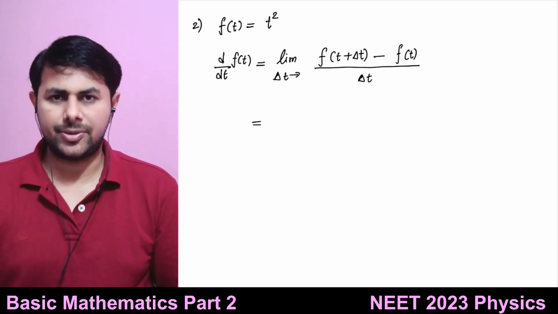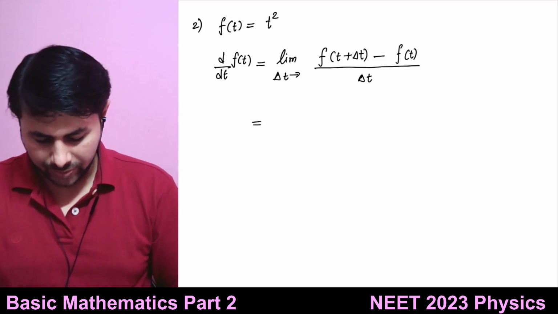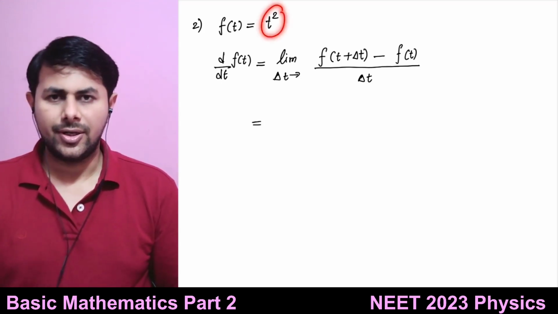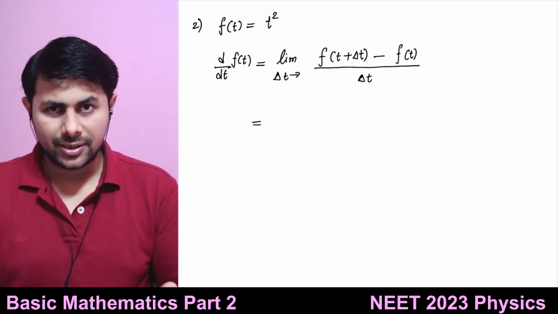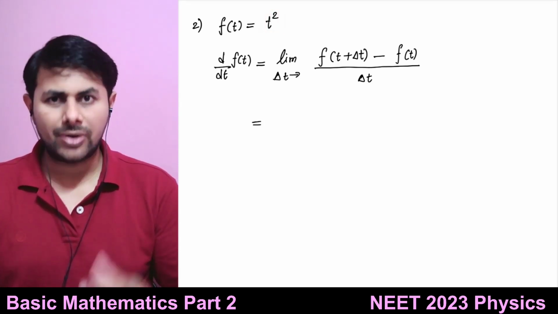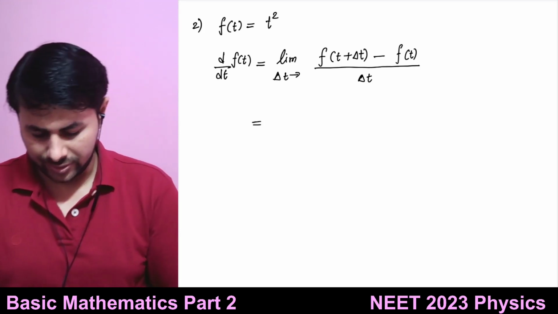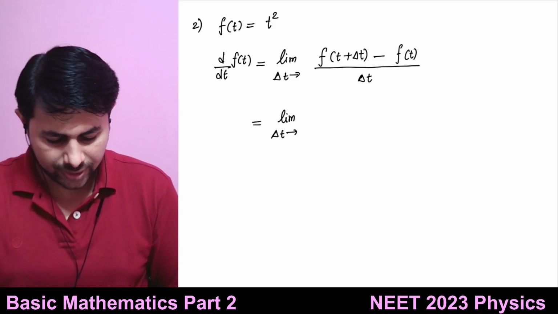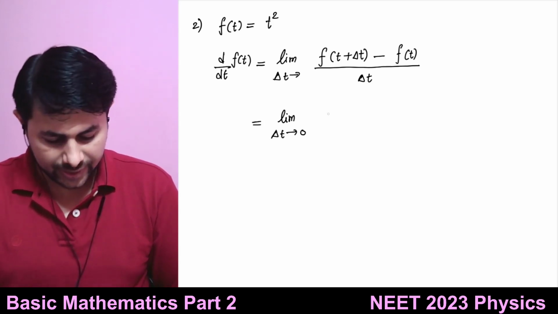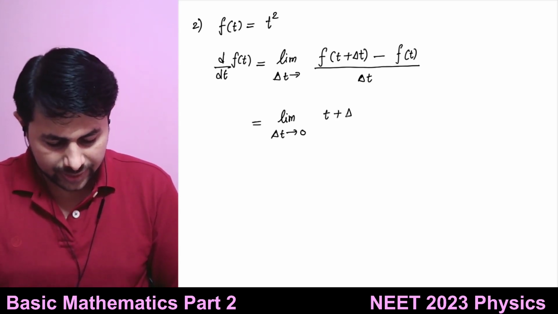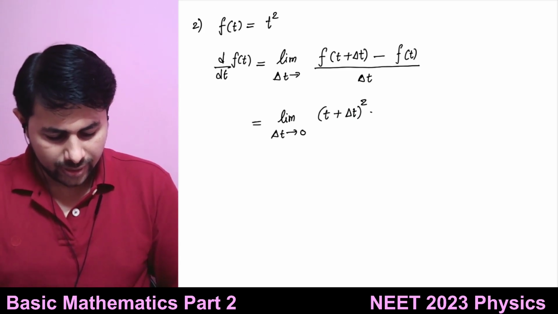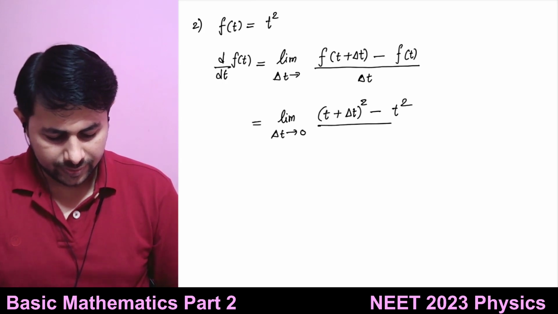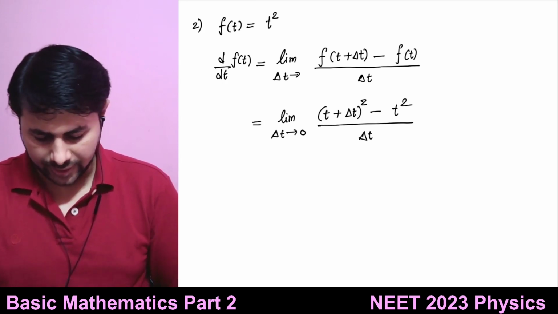Okay, and now let's substitute the value. So how much is f of t? f of t is t square. So what will be f of t plus delta t? In place of t, you have to place t plus delta t. Okay, so limit delta t tends to 0. f of t plus delta t is t plus delta t, whole square, minus f of t, which is t square, upon delta t.